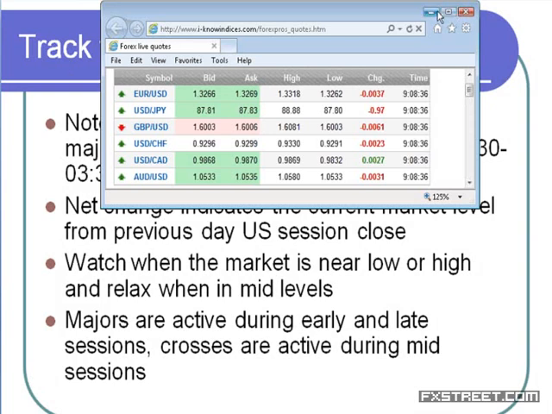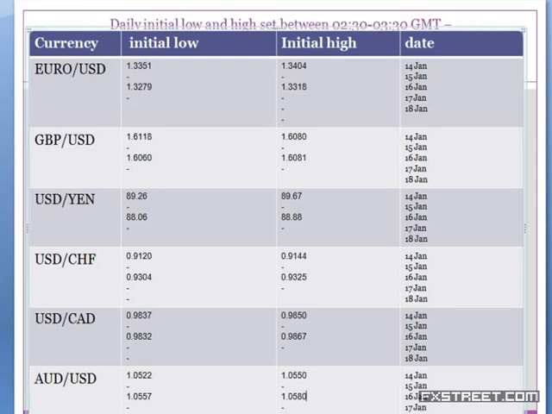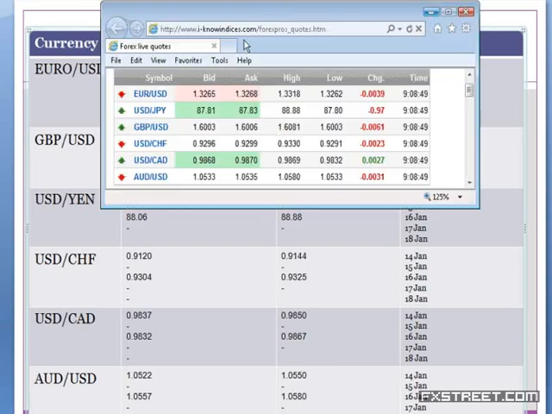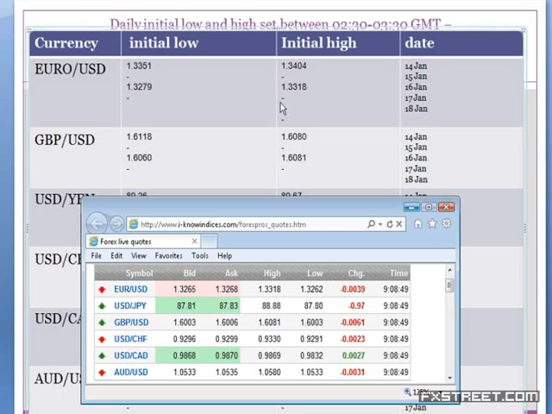Now, with regard to the initial lows and the highs set for today, I already noted down the initial lows and the highs around 3:30 GMT. Today is 16th Jan. So we will compare it with the current market levels. Now it is 9 GMT. Around 3:30 GMT, I noted down, Euro formed the initial low of 1.3279, but the current low is 1.3262.